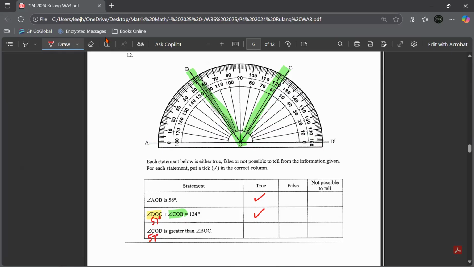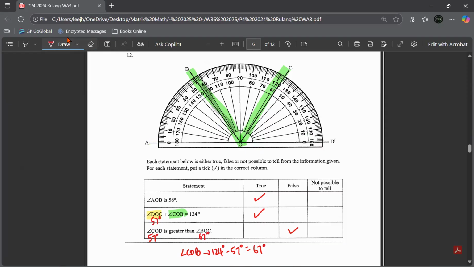I want to find what BOC is. BOC is another way of saying COB. DOC and COB together is 124. If DOC is 57, what is angle COB? You take 124 degrees minus 57 degrees, which gets 67 degrees. So is COD greater than BOC? No, it's actually smaller. So the answer here is false. This is how you do that.